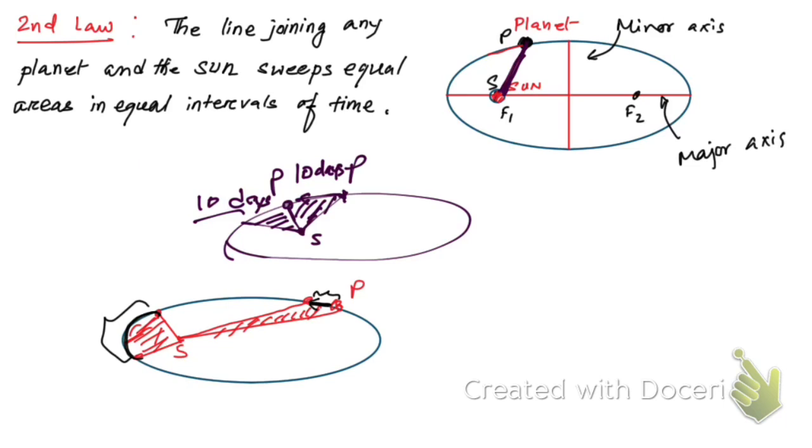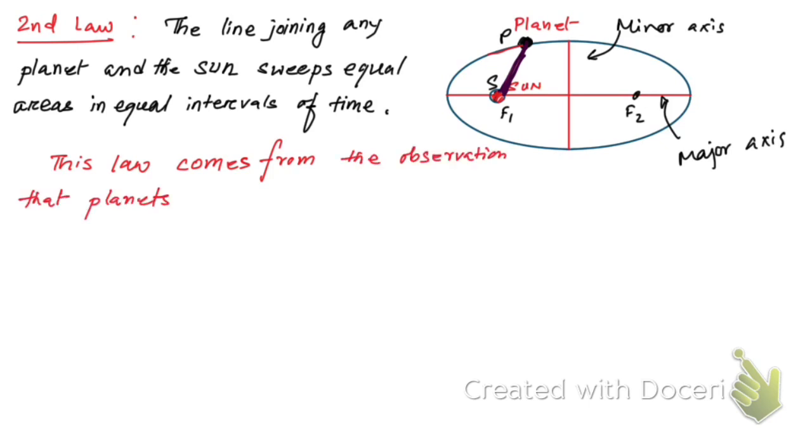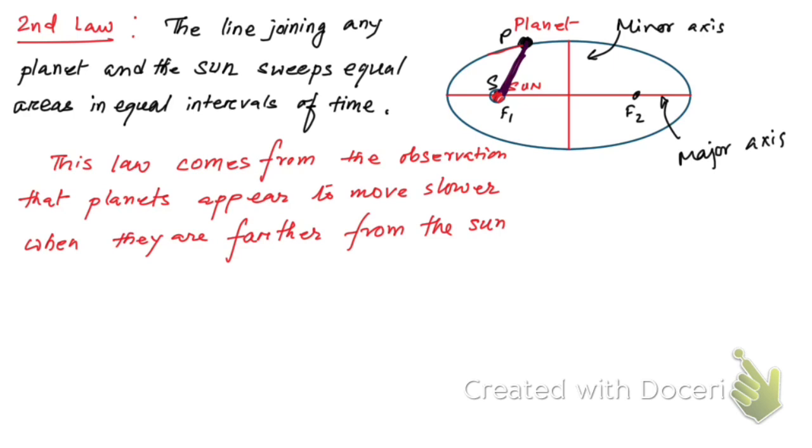So now let me clean these things. So let me write here. This law comes from the observation that planets appear to move slower when they are further from the sun than when they are nearer, okay.